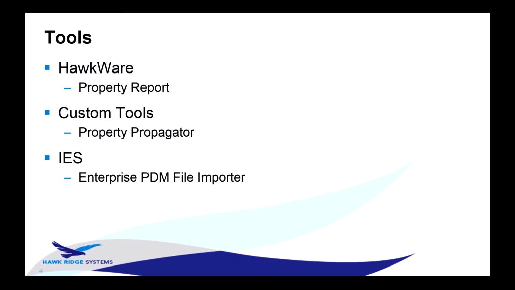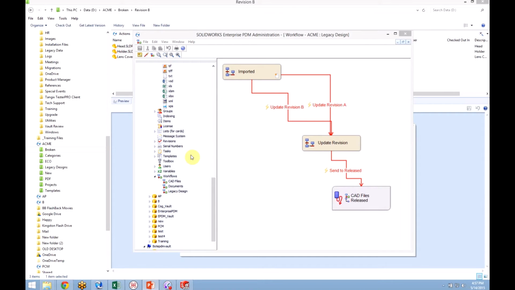And then there's a tool from Custom Tools, one of our partners, that can allow you to update those or manipulate them, rename them, convert them, merge them, that kind of thing, all within a batch format. And then for more complex implementations, we have another partner called IES that has an Enterprise PDM file importer. So we'll talk about each of those, starting with Hawkware.